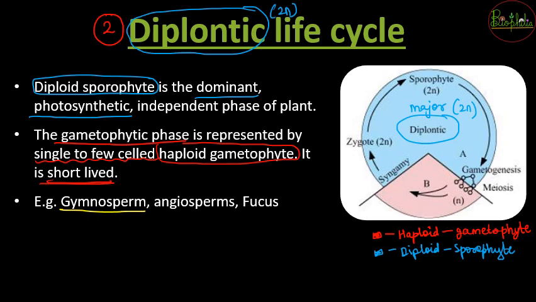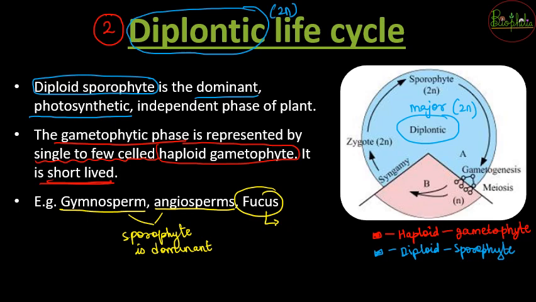Gymnosperms में diplontic life cycle form होती है. Even the angiosperms, because in both what is going to happen, the sporophyte is going to be the dominant phase. Sporophyte is dominant, and because of that you can say that your diplontic life cycle is going to be represented. And the fucus, so fucus is going to be coming, which is going to be a bit different.